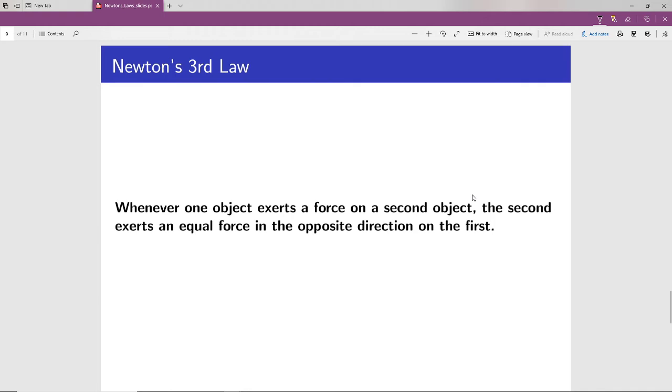Newton's third law. Whenever one object exerts a force on a second object, the second exerts an equal force in the opposite direction on the first. So you can think of it like, let me try and draw a picture. If I was to apply a force to this box, let's call this one A, and this one B, on here, this second box would apply a force in the equal but opposite direction to the first.